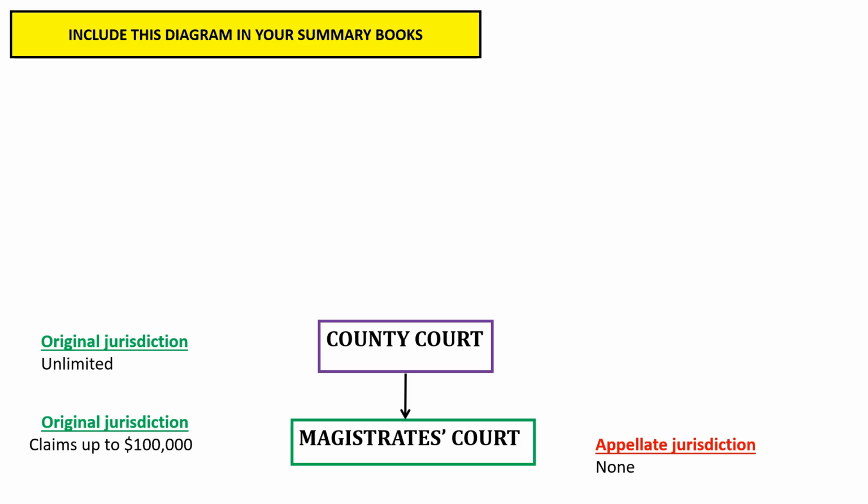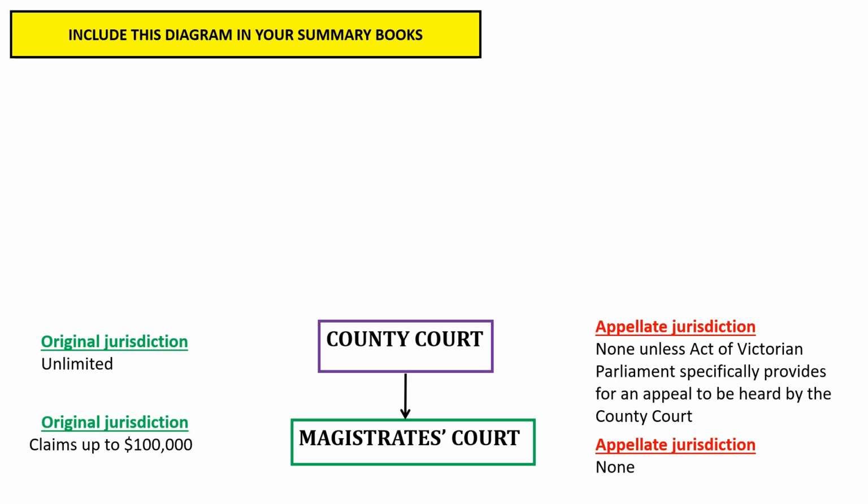Now, unlike in the Victorian criminal court hierarchy, in the Victorian civil court hierarchy, the County Court has no general appellate jurisdiction. That is, it doesn't generally hear appeals in civil disputes from the Magistrates' Court. There are some acts of the Victorian Parliament that specifically provide for an appeal in a civil case to be heard by the County Court, but these are only in a fairly limited range of civil disputes. So, for our purposes, we say, when we're talking about civil disputes, that the County Court has no general appellate jurisdiction.